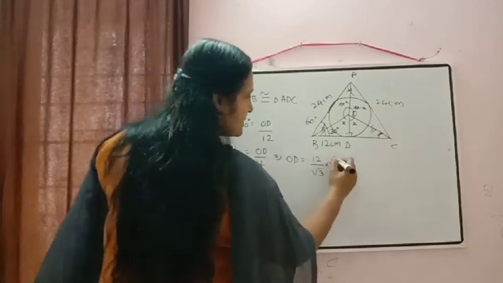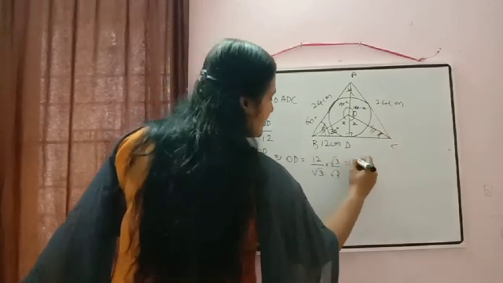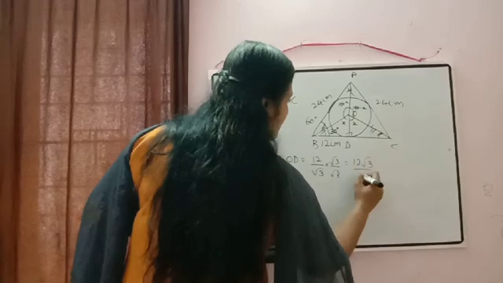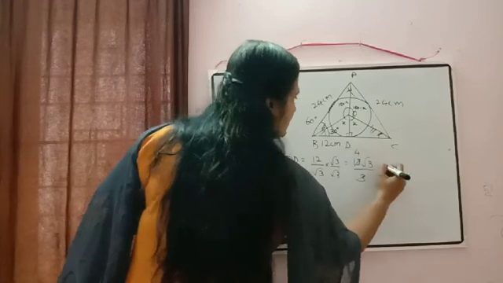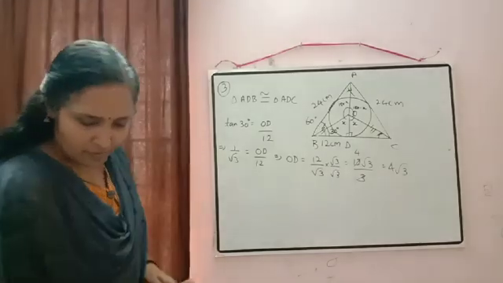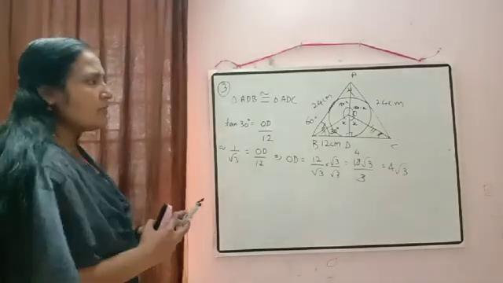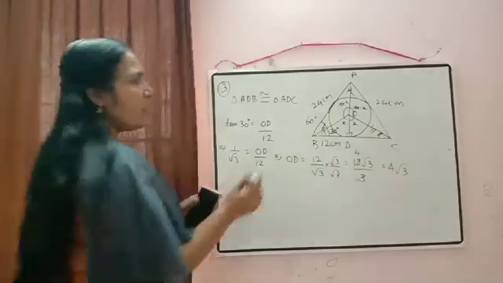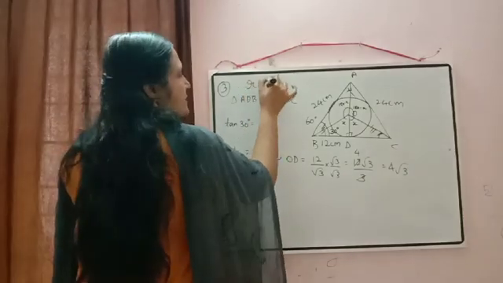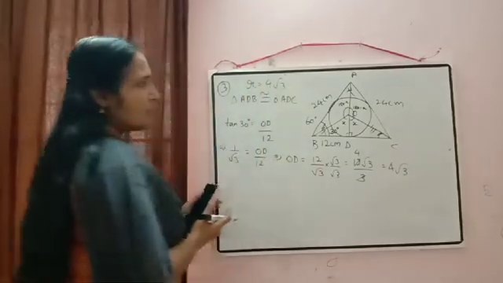We can rationalize it. Multiply by root 3 by root 3, then we will get here 12 root 3 by 3. So these two will get cancelled. We will get OD is equal to 4 root 3. So OD is equal to 4 root 3 means we got the radius of the circle as 4 root 3.